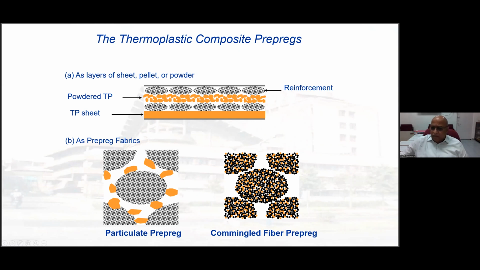This can be in the form of fiber or powder also. In that case, these yellow ones, which are representing the matrix, simply have to melt and redistribute. So the melt flow distance to cover all these voids will be very less.